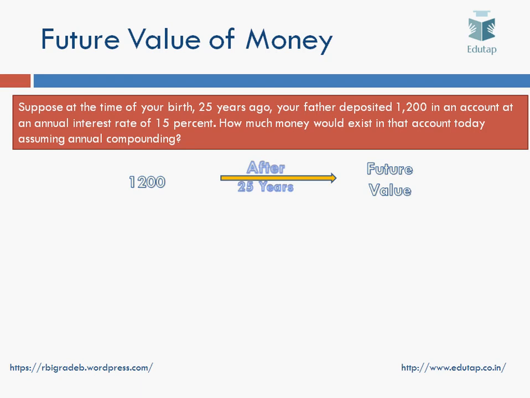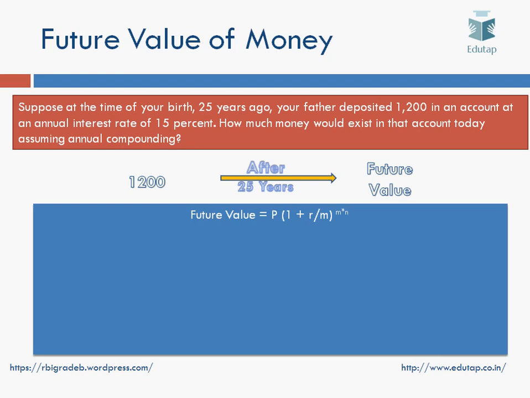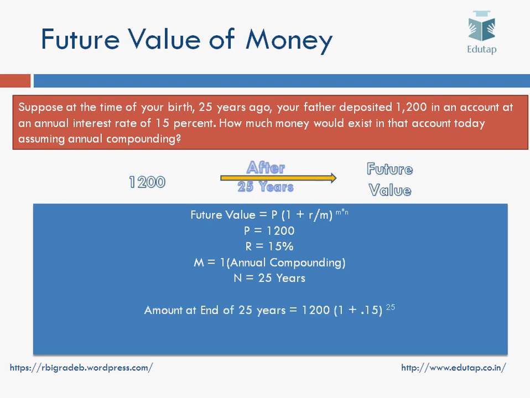So basically the equation becomes something like this. 1200 is your initial amount. You have to find the future value and the period is 25 years. So for the future value, we use this formula. P equals 1200, very easy. R equals 15%, clearly given in the question. M equals 1 because this is annual compounding. N equals 25 years. Now you put these numbers in the equation, and the final result would be 39502.74. So again you would have to solve this with the help of a calculator, and since they are allowed in the exam, it should not be a problem for you.